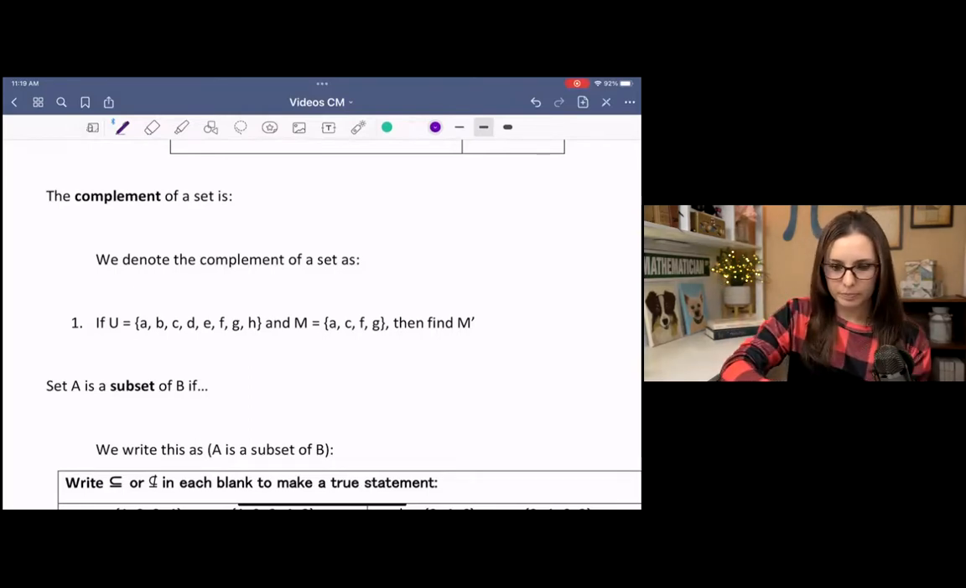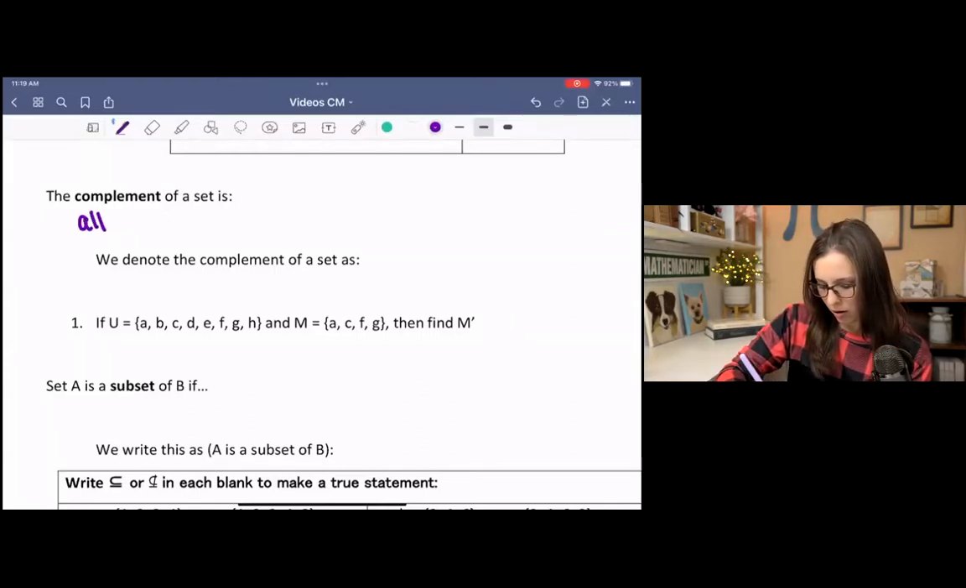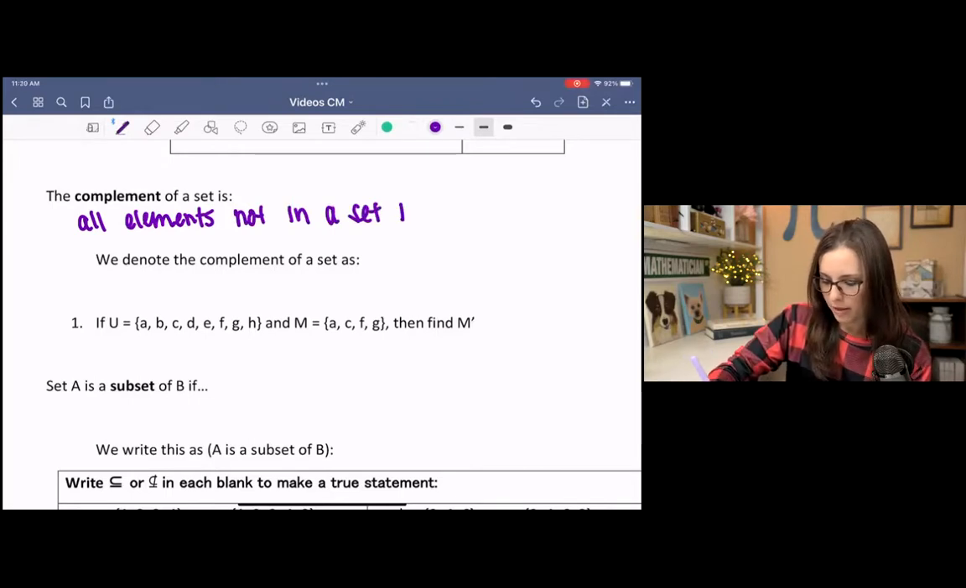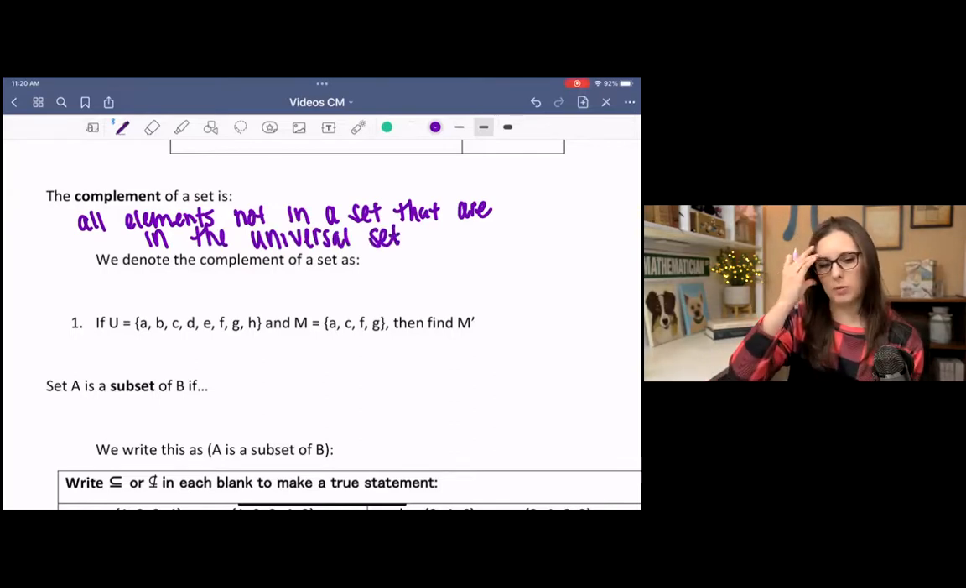Let me think, trying to figure out how to word that. So all elements not in a set being discussed that are in the universal set. You want to be very specific in mathematics, so I was trying to figure out how to be specific there.